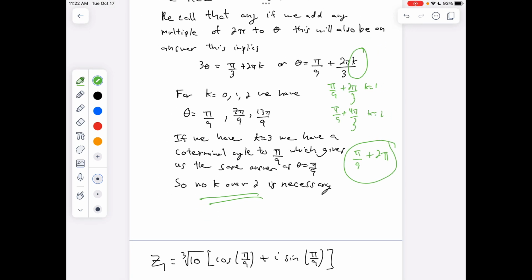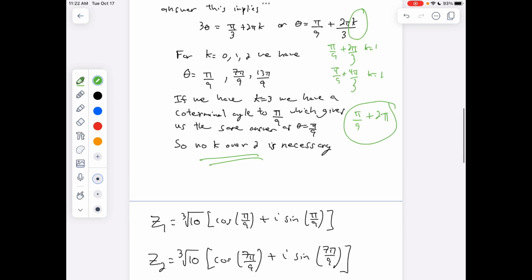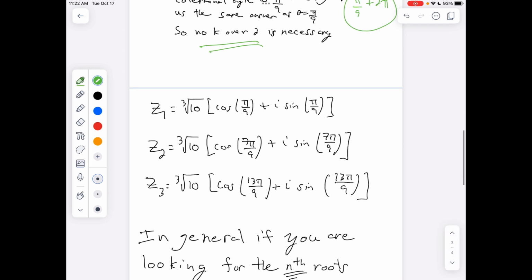So what we're going to do here is take our r, which was equal to the cube root of 10, and your angles, and plug them back into the polar form. Okay, so this is what this would look like. These would be your solutions. And obviously, if you want, you can use a calculator to approximate what each of these are, the cosines and the sines, and distribute the cube root of 10.